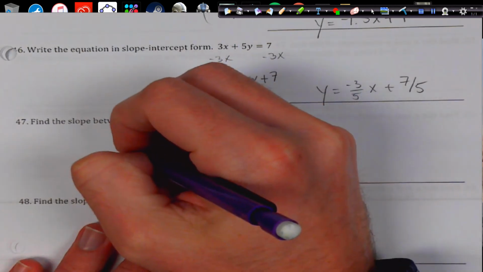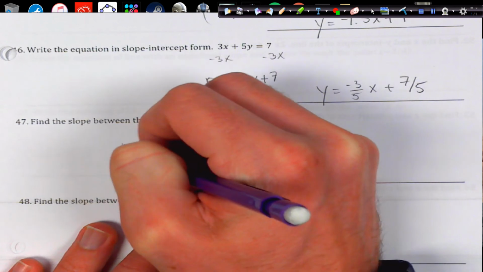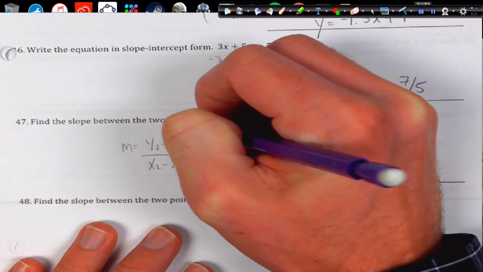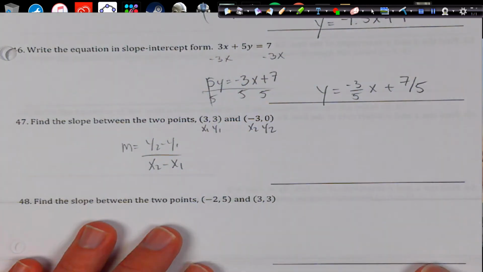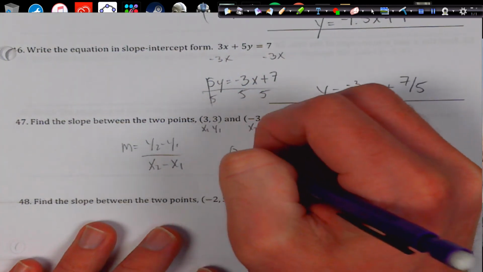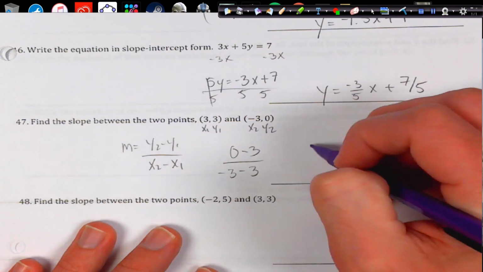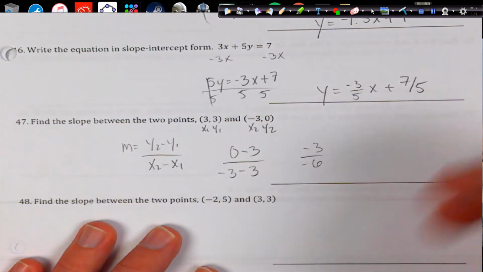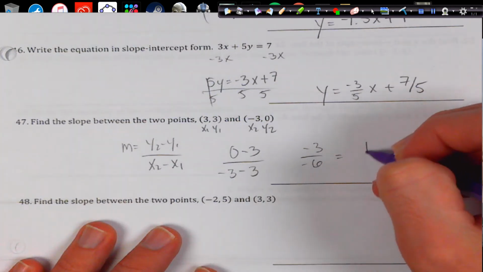We're going to use what's called the slope formula. y2 minus y1 over x2 minus x1. And we'll just plug those in. Okay, so we're going to get 0 minus 3 over negative 3 minus 3. That's going to become negative 3 over negative 6. That becomes 2 negatives, make it a positive, and that reduces to 1/2.